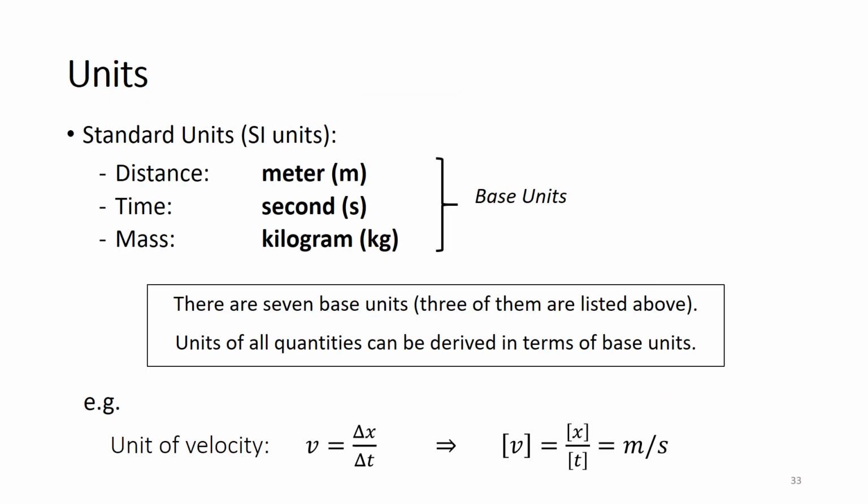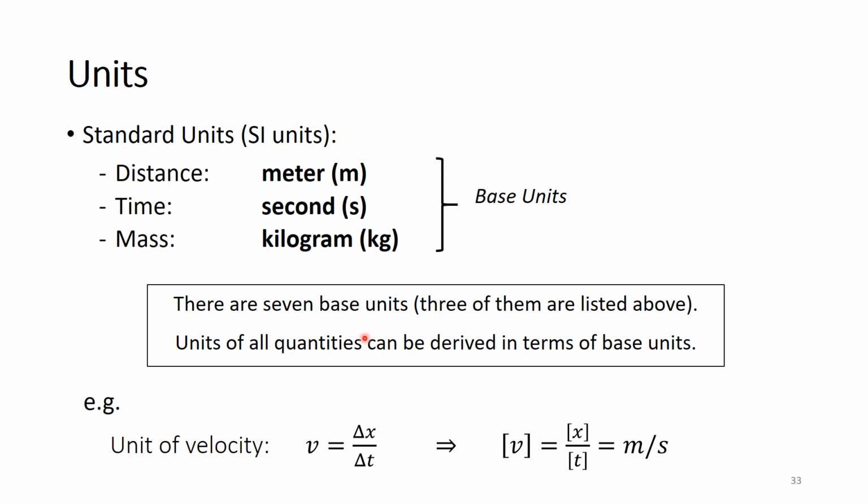Okay, so earlier we talked about units. We said that quantities have to be measured in units to indicate how strong they are, so what quantities they represent. So we have some standard units that we use in physics. Altogether there are 7 standard base units. So what are base units? Base units are units with which you can represent the units of every quantity.